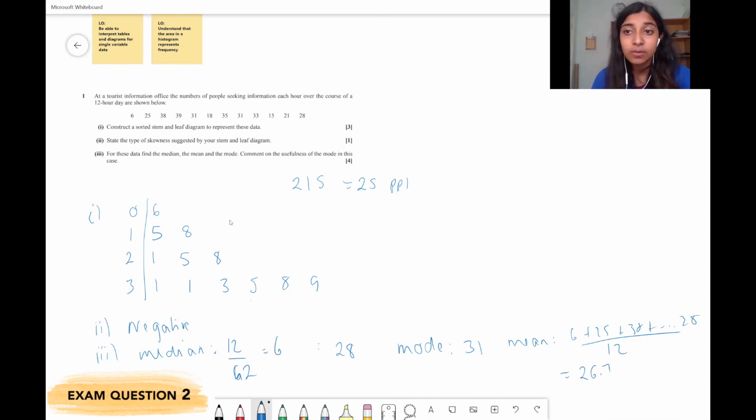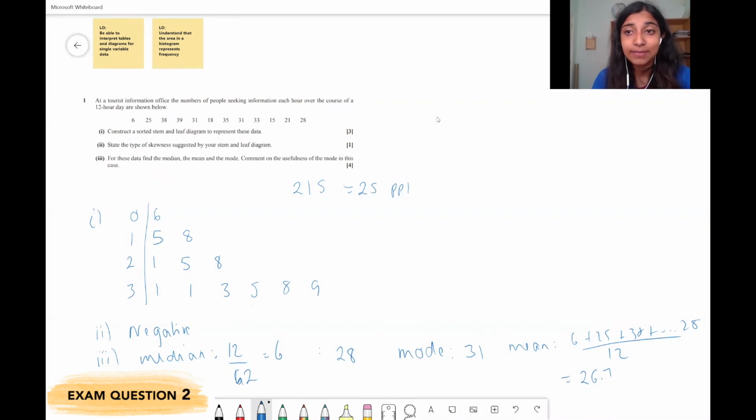The mode is the number that appears the most, so here the 1 appears most in the 30s, so that's 31. Your mean is you add all your values and divide by the number of values you have, which is 12, and then you should get 26.7. So that's a question related to stem and leaf diagrams.